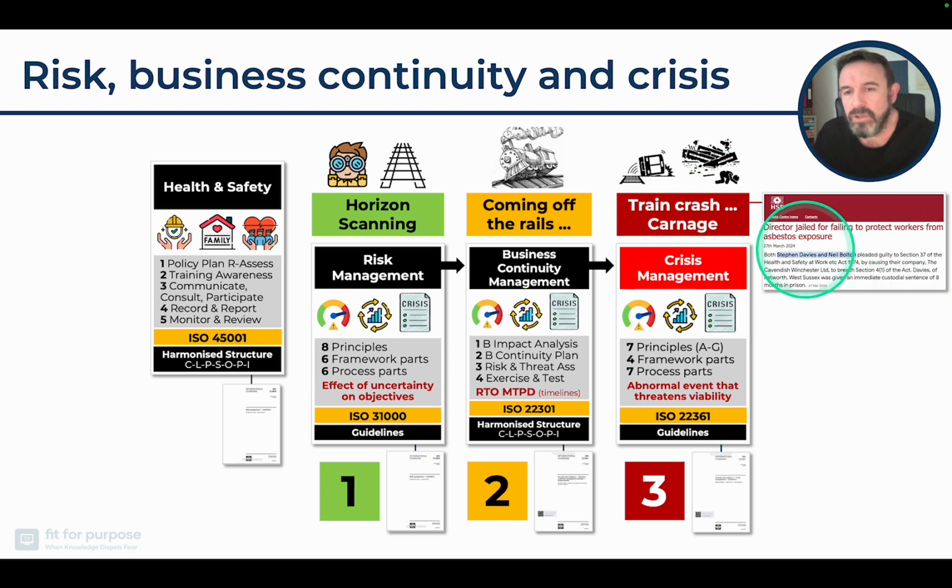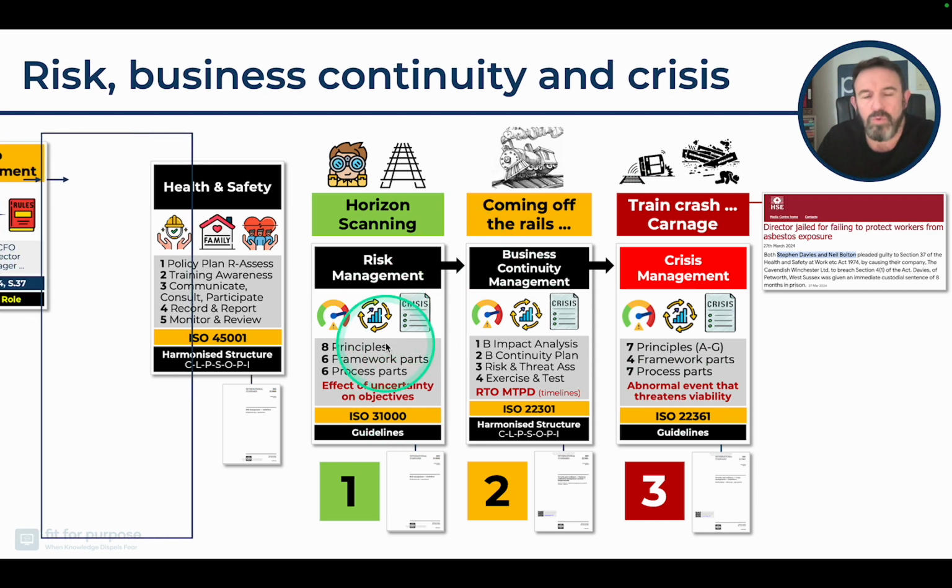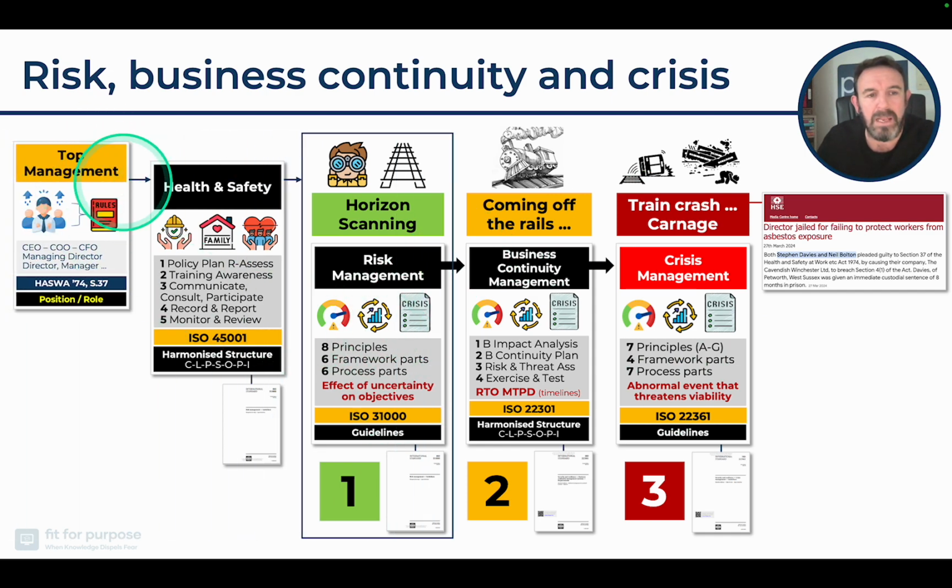So we can see here, director jailed for failing to protect workers. These 2 went to jail, and sort of good riddance to them, if I'm honest. But ultimately, we can see 1, 2, and 3. Now, the link with top management and health and safety is we live in this space now. We're currently there. So your ISO 45001 or even your HSG65, we should be doing this horizon scanning.